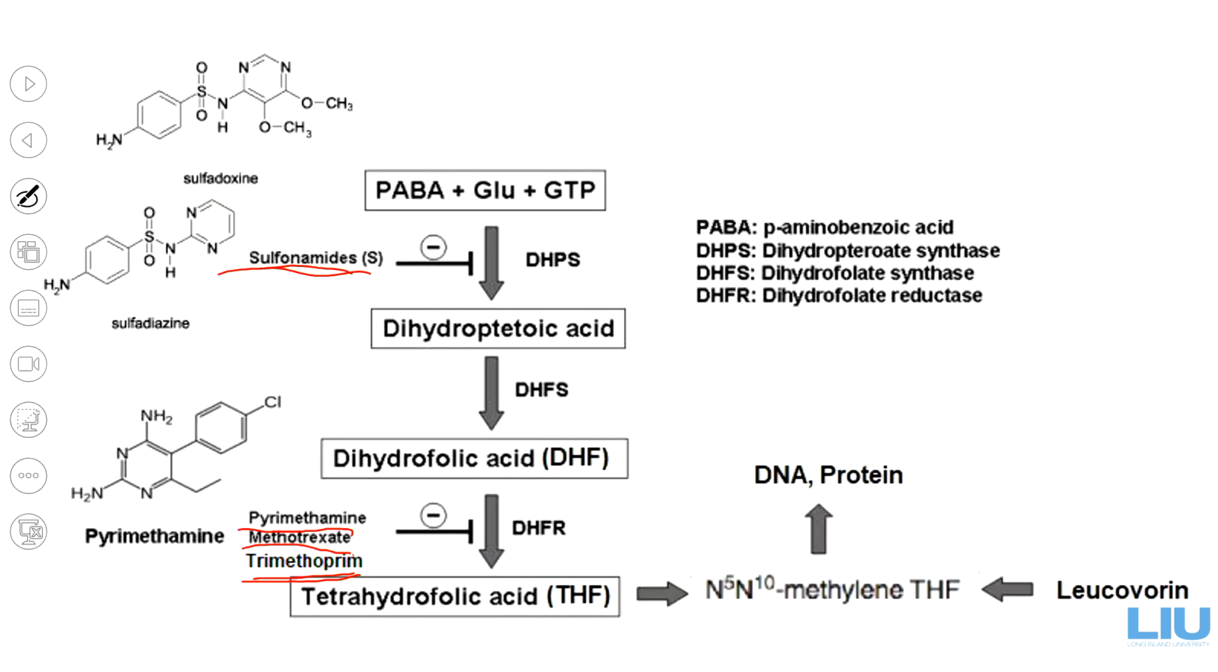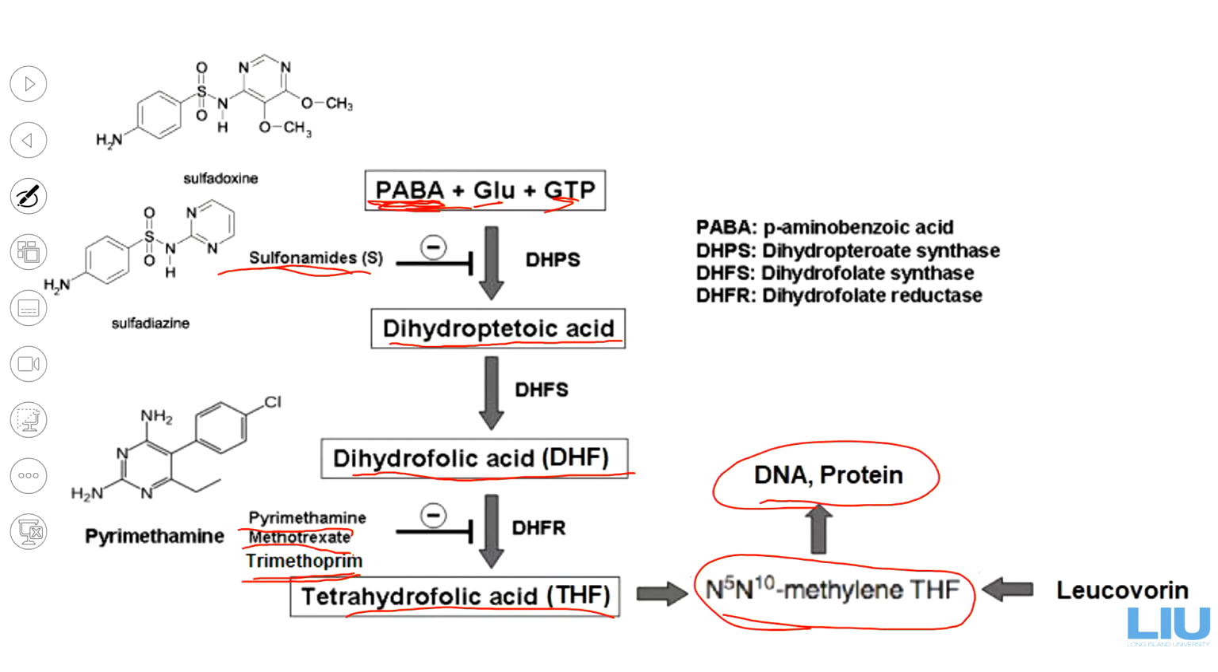Okay, so just to refresh your information, there is something called para-aminobenzoic acid that's converted with the help of these two agents into the dihydropteroic acid, which is converted into the dihydrofolic acid, which is converted into the tetrahydrofolic acid. And this is essential to produce this molecule, which is important for DNA and protein synthesis.